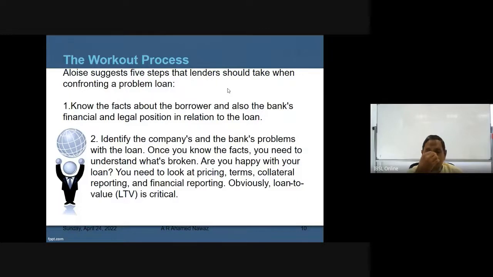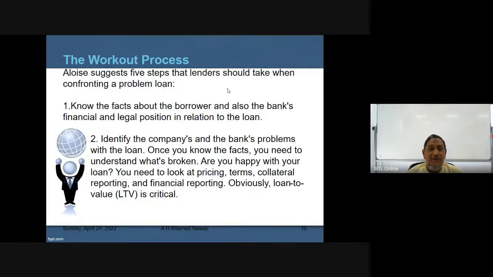So therefore, the workout process suggests 5 steps that lenders should take when confronting a problem loan. First one is know the facts about the borrower and also the bank's financial and legal position in relation to the loan. This is number one, how to start. Facts about the borrower. That's what we discussed in the last sessions. Information, collecting information, internal, external. Analysis is very important.